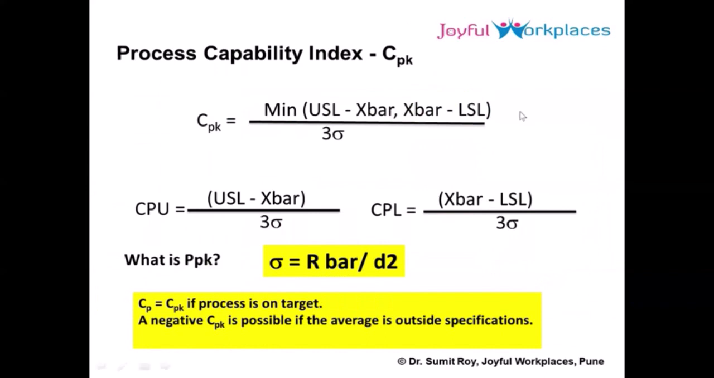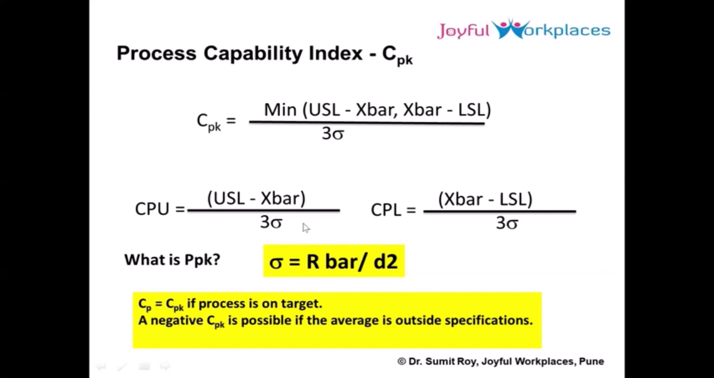What is the definition of CPK? The process capability index, with specifications around. That is why many people call CP the process potential index. They say that CP indicates the process potential, and CPK they refer to as the process capability index. In CPK also the sigma is the same, but the formula is a little different. There, the capability index is split into two parts. One is CPU, another is CPL.